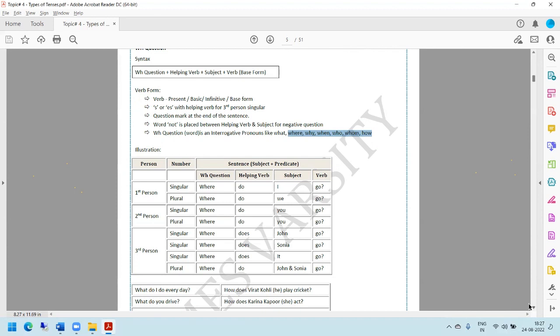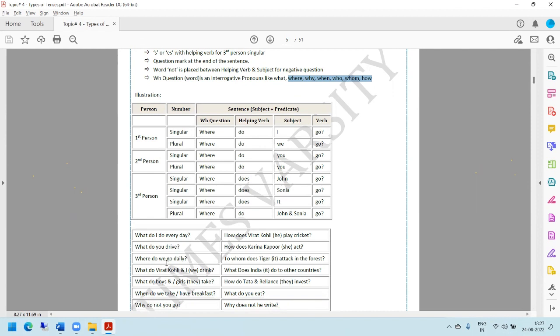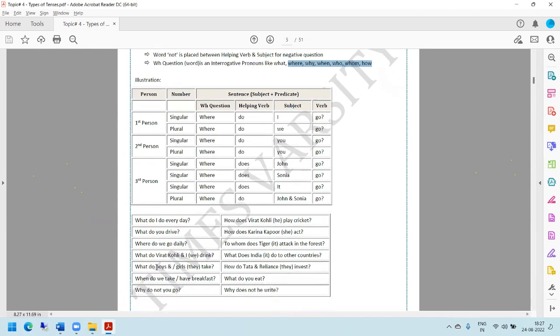Okay, so let's look at some other examples. What do I do every day? What do you drive? Do you drive a truck or car or bus, whatever? What do you drive? Okay. Then where do we go daily? What do Virat Kohli and I drink? Or what do we drink instead of Virat Kohli and I? What do boys and girls take? When do we take or have breakfast?